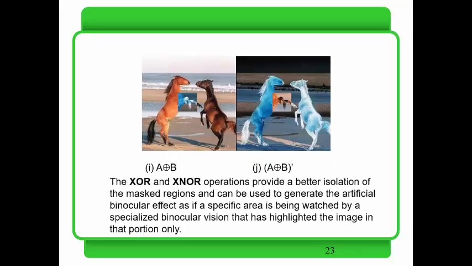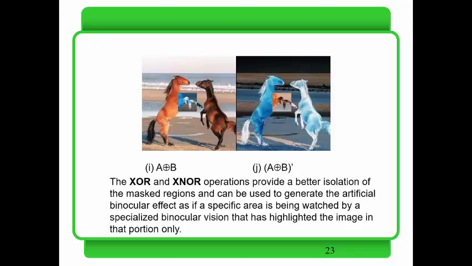Right. Another example here, as you can see, is the exclusive OR. On the left-hand side image here, which is image number I, this is the result of A exclusive OR B. By definition, if we look at the exclusive OR operation, anything exclusive OR with 0 will remain the same thing. So X exclusive OR 0 is equal to X.